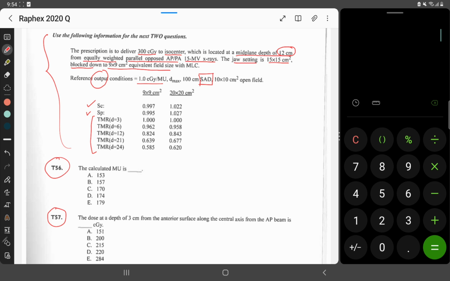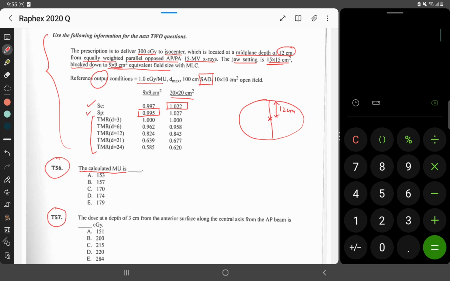So the first question they have asked is to calculate the MU. Just briefly explaining what this actually means. The jaw setting is 15 into 15 centimeters, but they have opened a field size of 9 into 9 centimeters with the help of MLCs. So what you have to consider here is the nearest SC values they have given, for 20 into 20 fields. So you have to take the collimator factor for 20 into 20 fields and phantom factor for 9 into 9 fields.